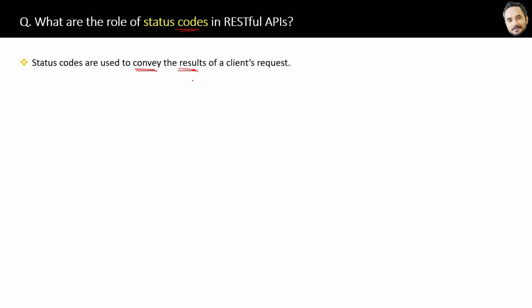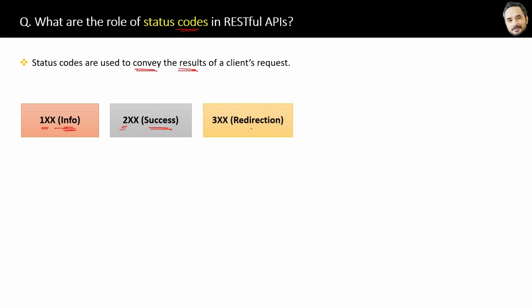Okay, so suppose the client sends one request to the API and the API sends a response with a status code starting like this one. That means the response is just informational, nothing important here. Then if the response status code starts with 2, that means the client request was a success on the API server. If a status code starts with 3, that means the client request was redirected somewhere else. Okay, again it is not so important and it's very less used.